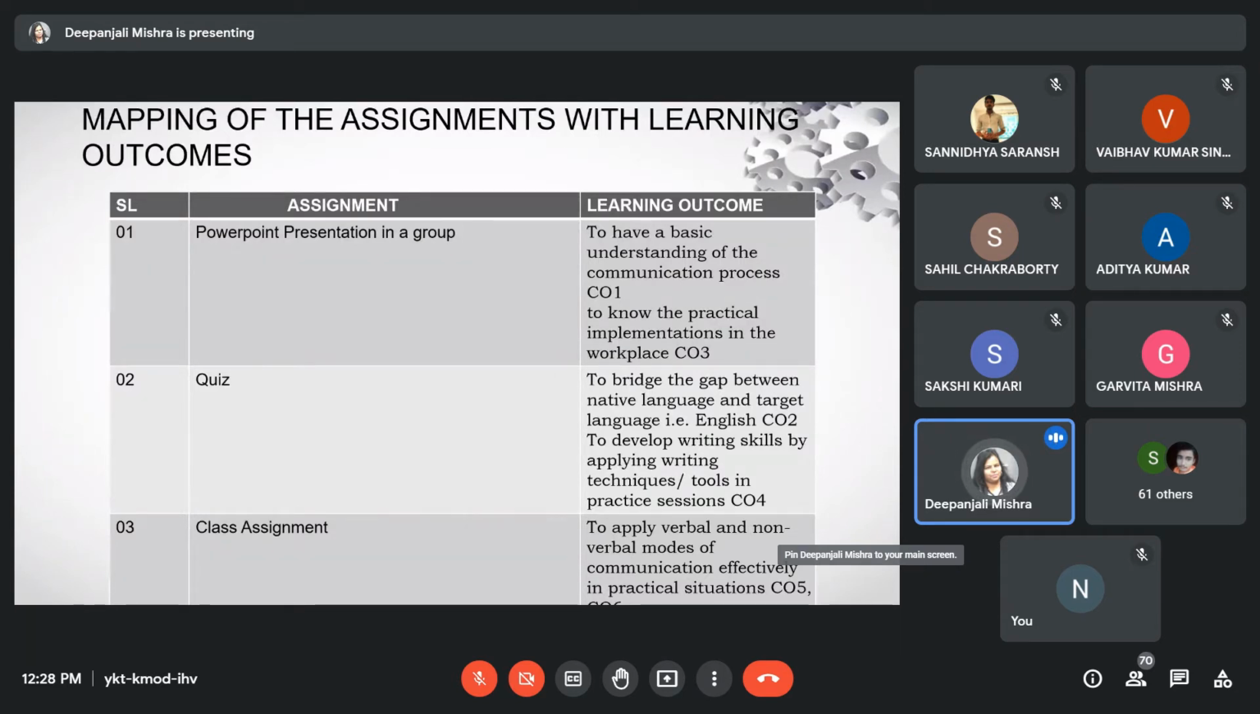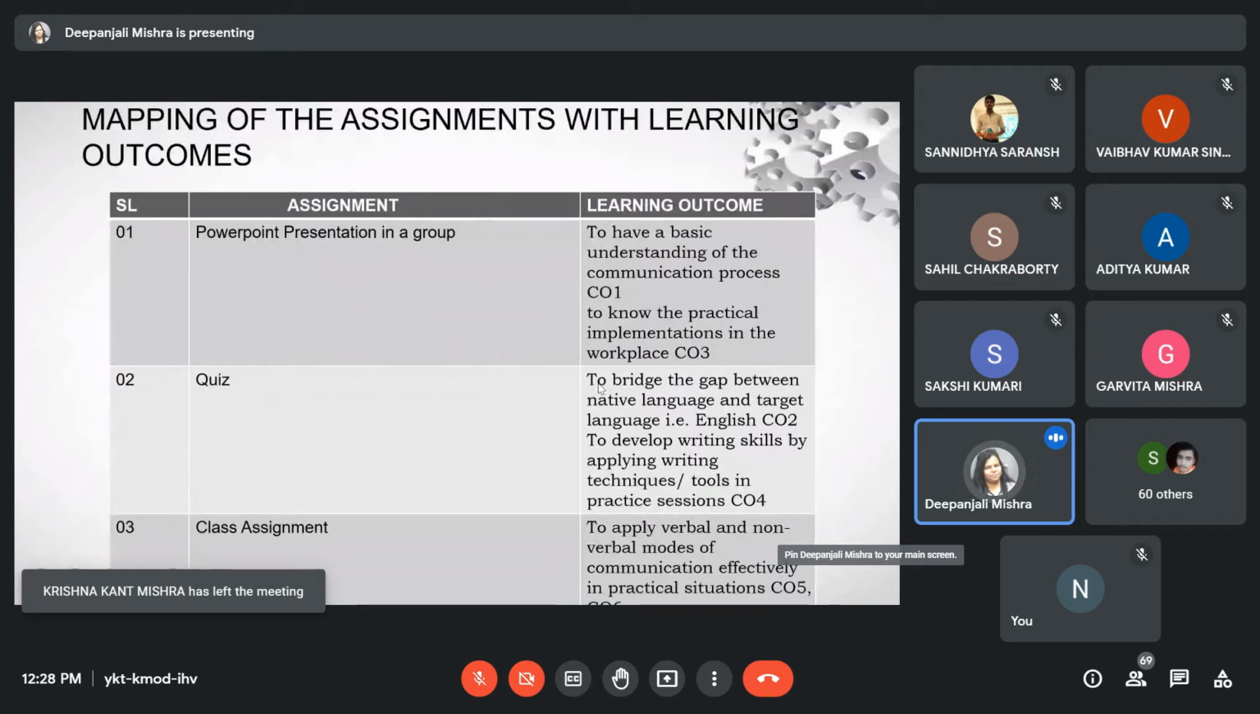So for that, you have to have a group of 7, 8. I'll do the group for you. Don't worry. And you will prepare. You will show up PowerPoint presentation in the class. And this has got 10 marks. Then the next one is quiz.